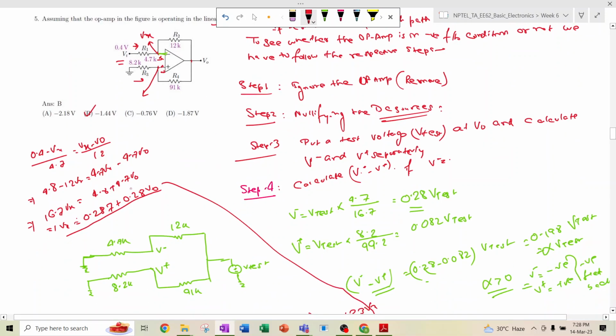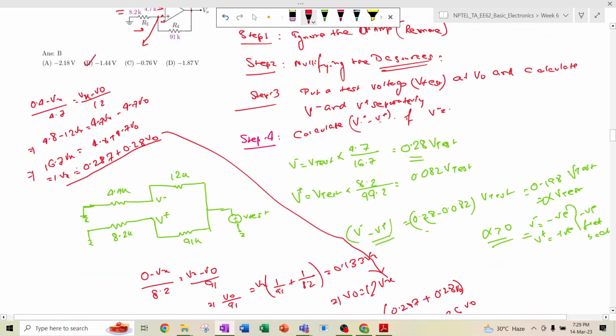So to analyze this, what is the step? I am just repeating once again. We have to ignore the op amp. That means we must remove the op amp, and then we must nullify the DC sources. Then we put a test voltage at VO, and calculate the V plus and V minus separately, and then we calculate V plus minus V minus, whether it is greater than 0 or not.